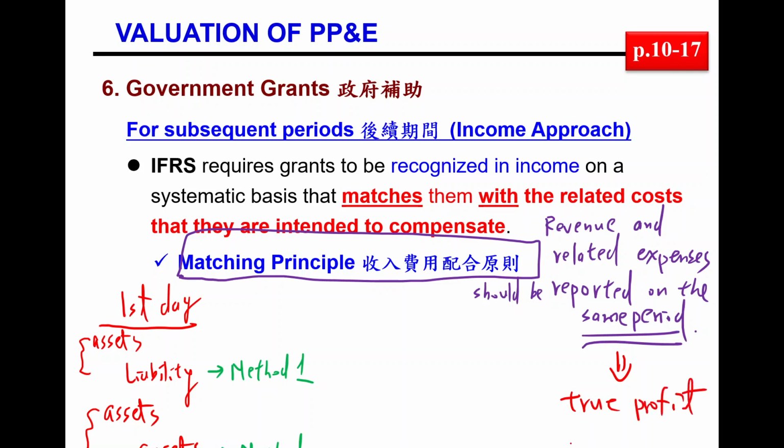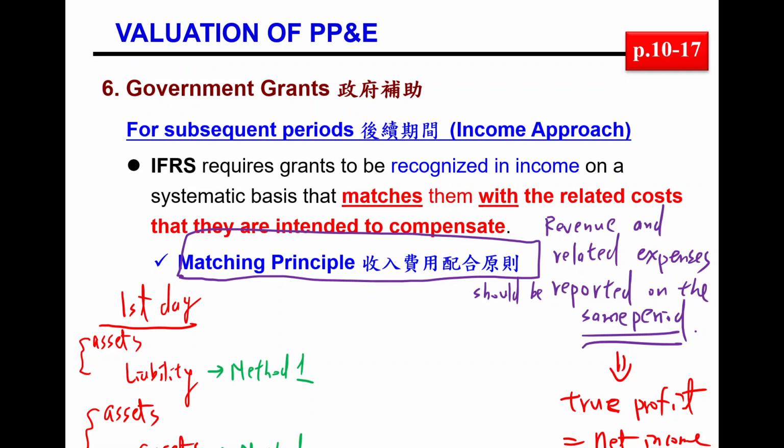So what's your true profit? Means what? Your net income, right? Because this is the money you really earned. So that's why always we have to think about matching principle. Revenue and related expenses should be reported in the same periods.